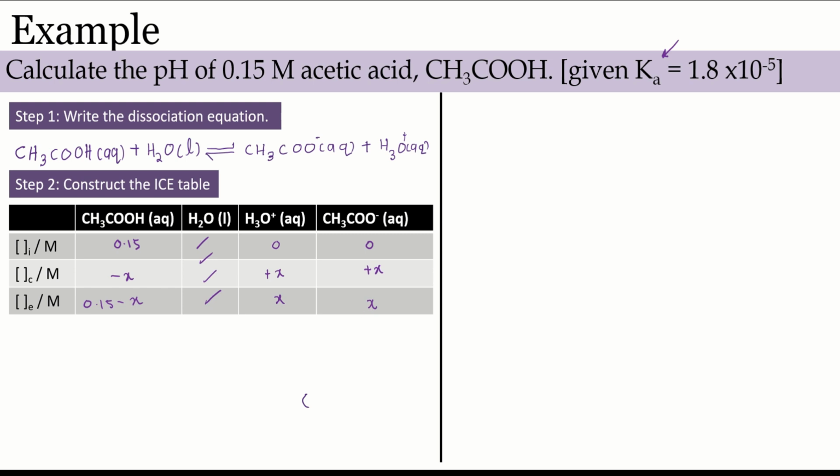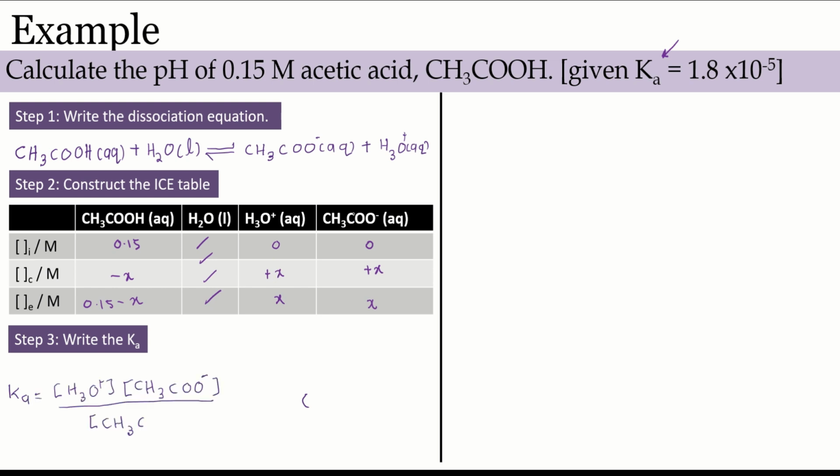So from here, what we can do next is kita akan construct dia punya Ka. We know that Ka is equal to concentration of H3O plus darab dengan concentration of CH3COO minus bahagi dengan concentration of CH3COOH. And kalau kita substitute value yang kita dapat at equilibrium tu, it will be X times X divided by 0.15 minus X.